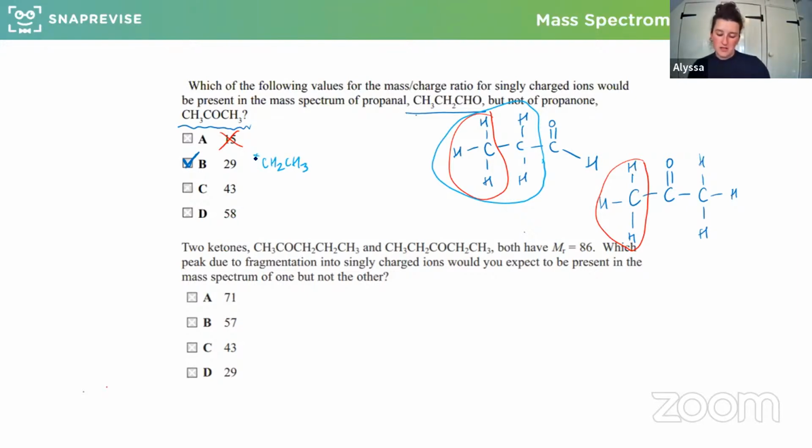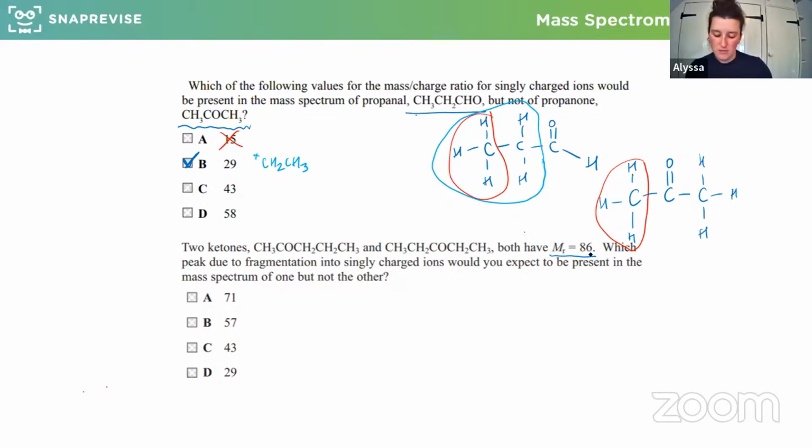What about the second question on this page? Let me know if anyone's not happy with any of that. So two ketones both have an Mr of 86. Which peak due to fragmentation into singly charged ions, so we only need to worry about one, would you expect to be present in the mass spectrum of one but not the other?